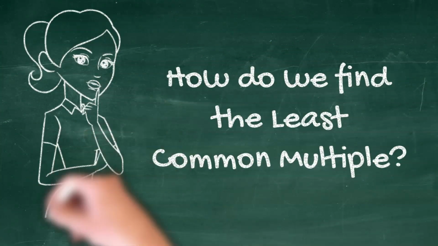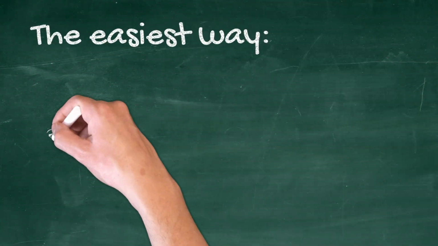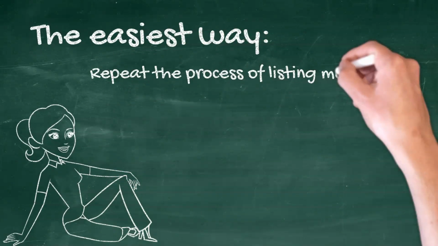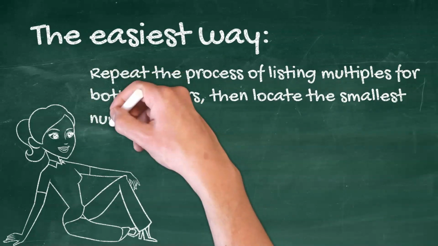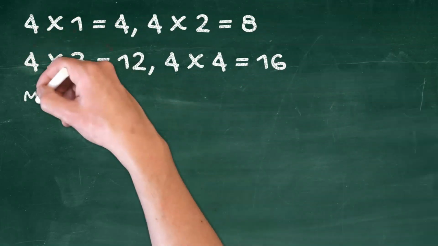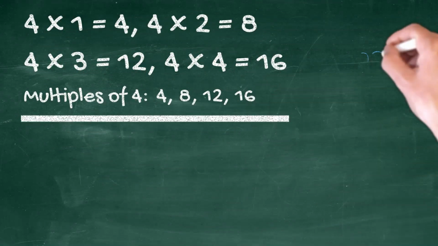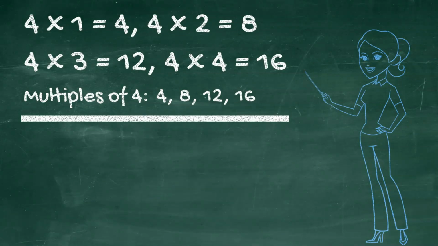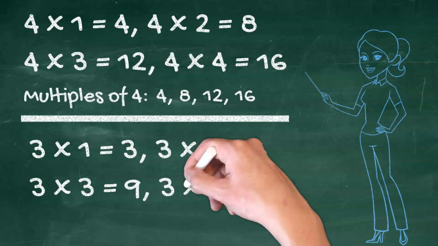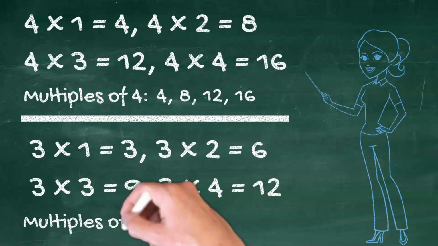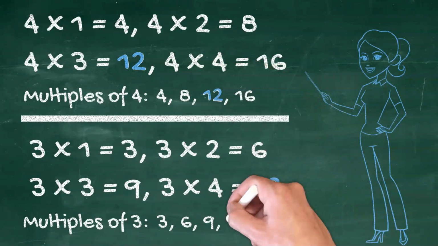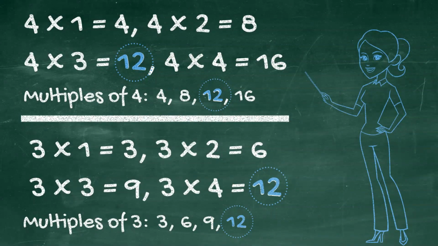How do we find the least common multiple? The easiest way to find the least common multiple, or LCM, of two numbers is to repeat this process for both numbers and locate the smallest number that appears in both lists. Let's keep our list of multiples for the number 4 and start with a new list for multiples of 3. We'll end up with something that looks like this. 3 times 1 is 3, 3 times 2 is 6, 3 times 3 is 9, and 3 times 4 is 12. We could stop there because we've found the first number these lists have in common, 12. 12 is our least common multiple for 3 and 4.